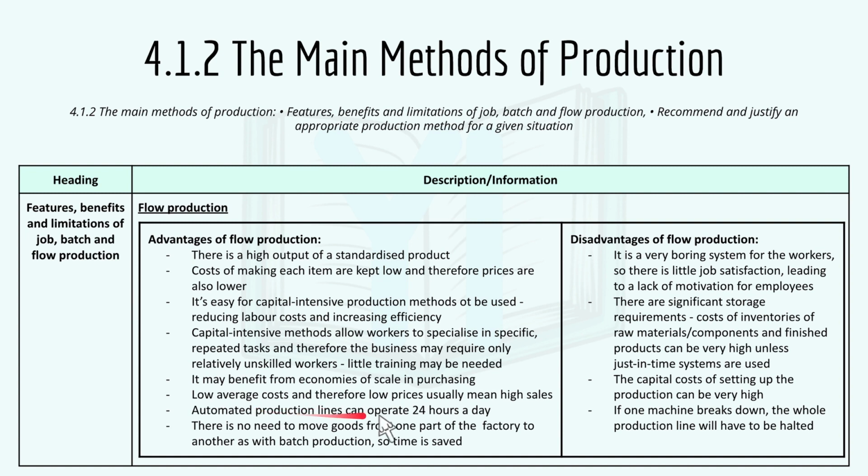Automated production lines can operate 24 hours a day, and there's no need to move goods from one part of the factory to another, as with batch production, so time is saved.